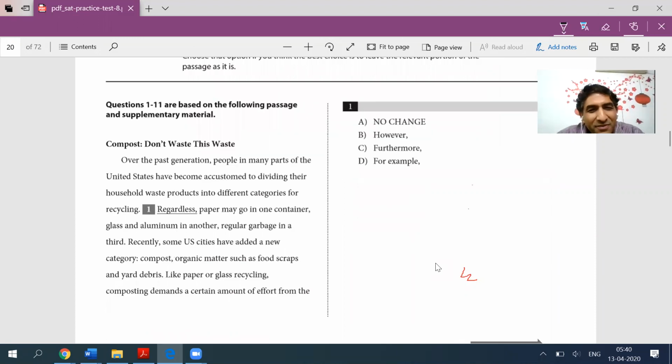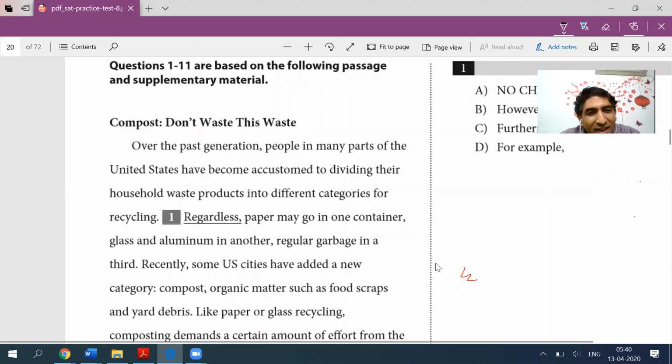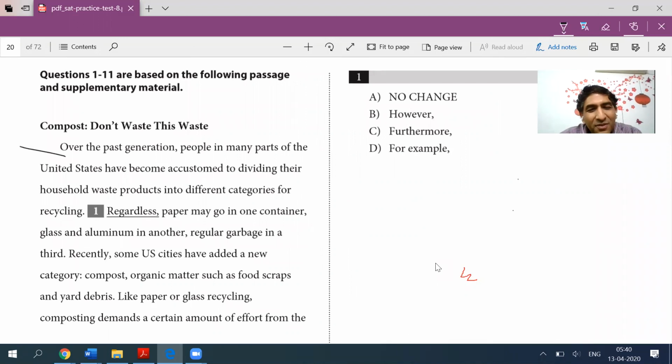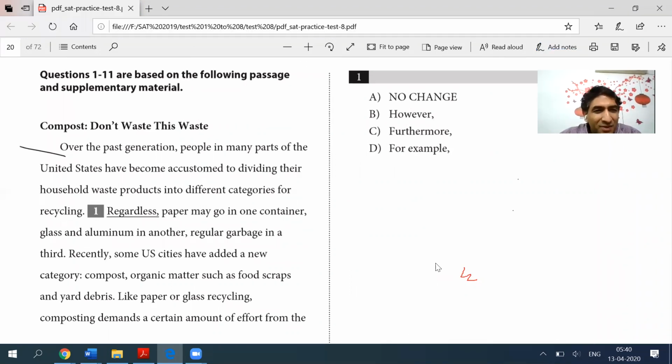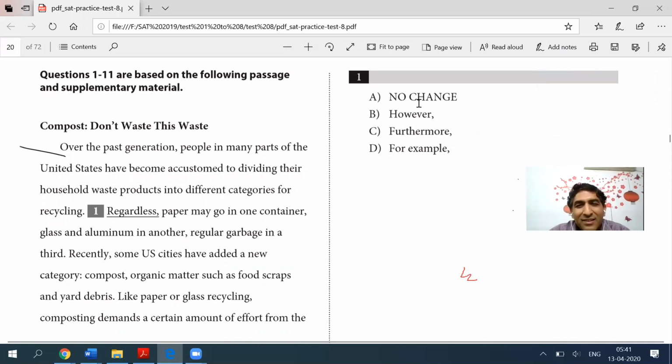So, here we have test 8 of SAT, and we are going to learn a few concepts related to grammar with the help of this. Let's jump straight into the question. So this first question, whenever you approach a question, you should read the options first, and then you can go about deciding the strategy with respect to the passage. Like for example, here we have a question which looks like a discourse marker. However, furthermore, for example, let's try to understand the passage.